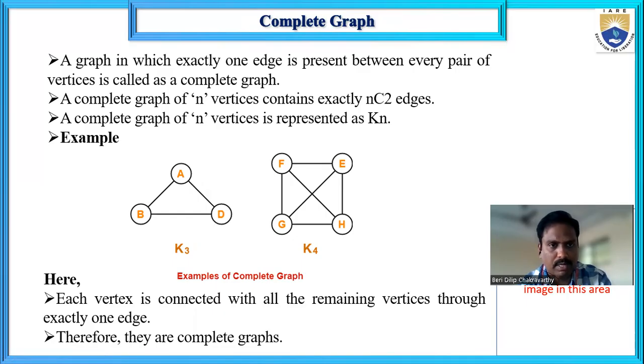A complete graph of n vertices is represented as Kn. For example, K3. Observe here, for any pair of vertices, there is exactly one edge. There are no parallel edges here. That's why we call it a complete graph. As it consists of three vertices, we say K3. As it consists of four vertices, we say K4. Here each vertex is connected with all remaining vertices through exactly one edge. Therefore, they are complete graphs.